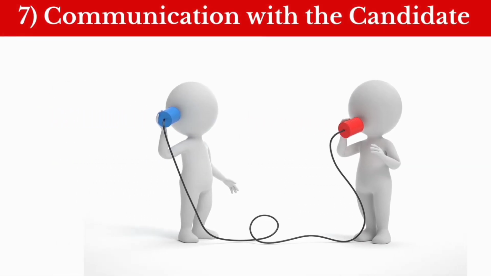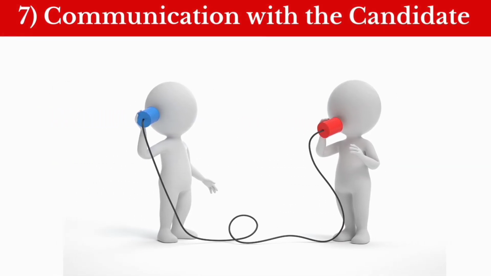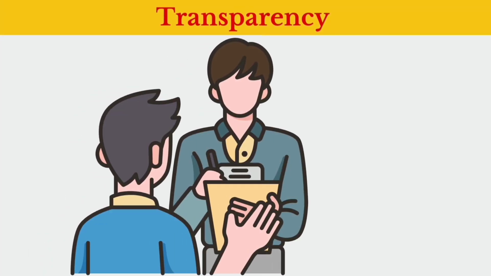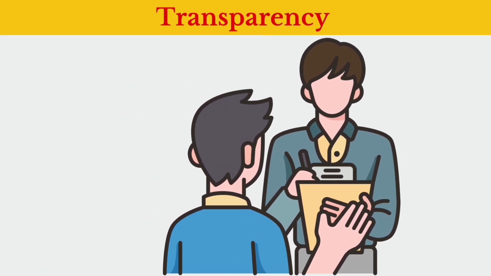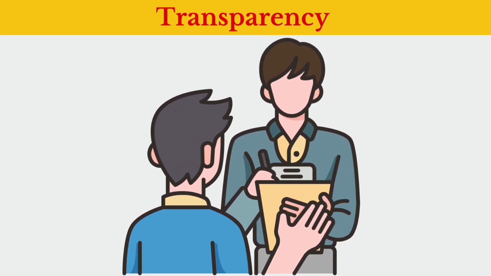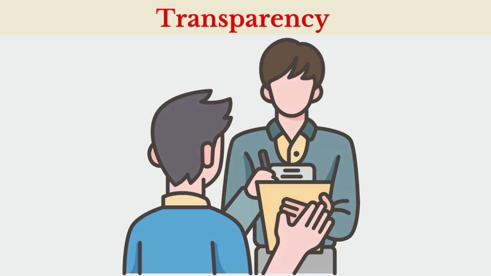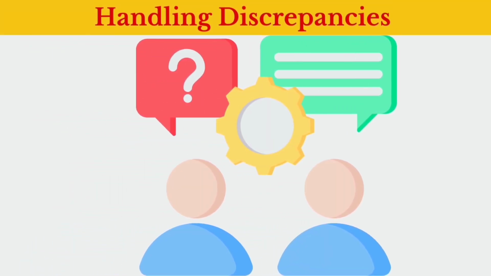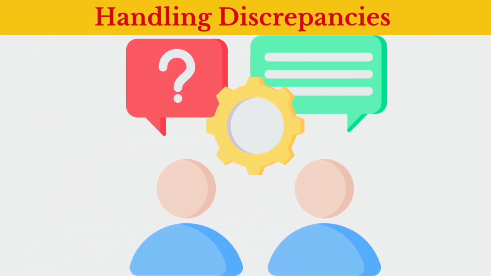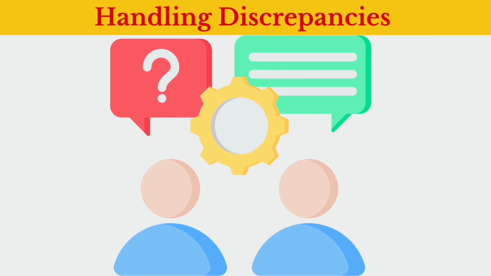Next is communication with the candidate. Yes, transparency. Employers often communicate with candidates about the reference check process, keeping them informed and setting expectations. Like what expectations we are setting with this reference check, we can discuss. Next is handling discrepancies. If there are discrepancies between the information provided by the candidate and the reference check, employers may discuss these with the candidate for clarification.